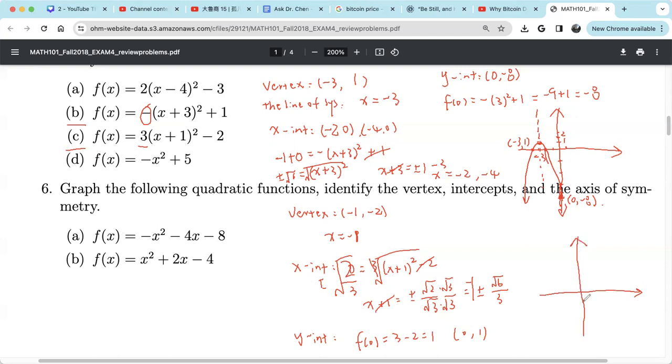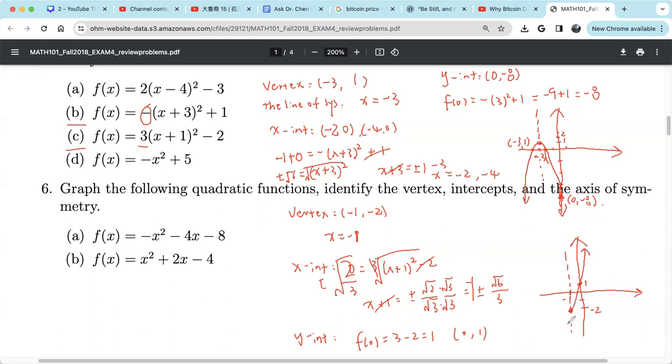So the vertex is -1, -2. So let's see, this is -1. This is -2. So the vertex is here. And we have an upward parabola because a is positive, it is 3. And we have these two irrational intercepts. So let's draw the line of symmetry first. And let's graph the y-intercept first. This is 0, comma 1, the y-intercept. So we have a vertex here, and we have a y-intercept here. So just go up, graph this way.